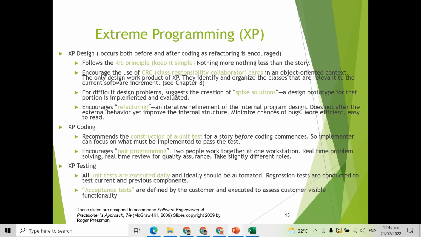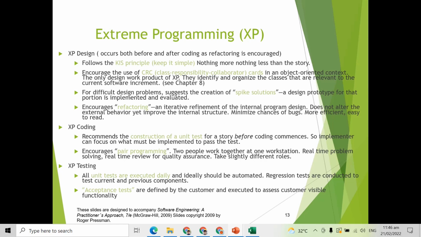And then for difficult design problems, a spike solution is created: a design prototype for that portion is implemented and evaluated. Encourage refactoring, the iterative refinement of the internal program design. It does not alter the external behavior, yet improves the internal structure, minimizes the chance of bugs, and makes it more efficient and easier to read.